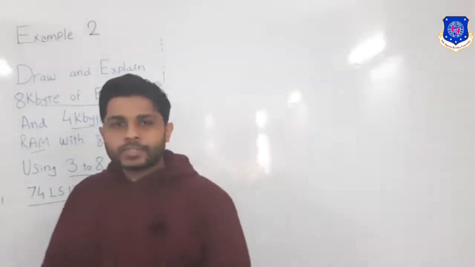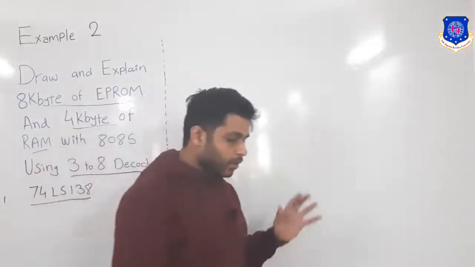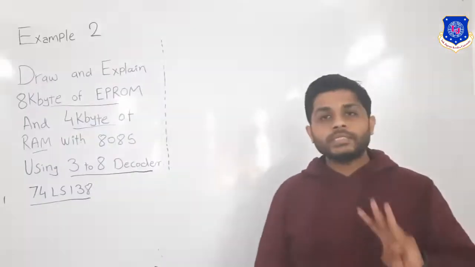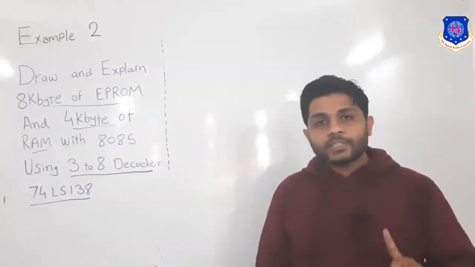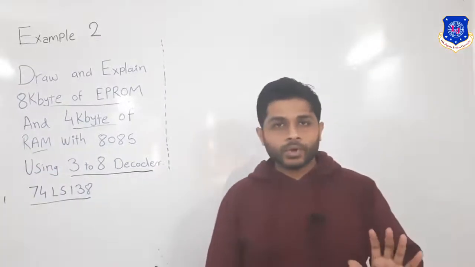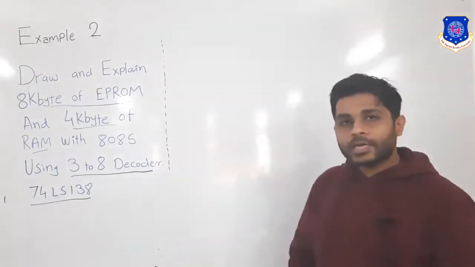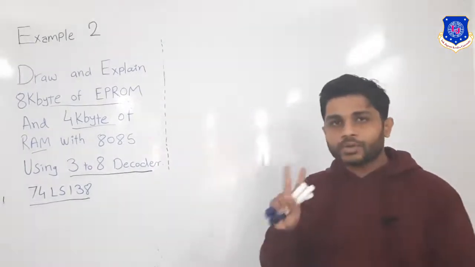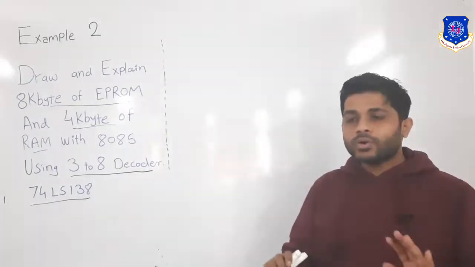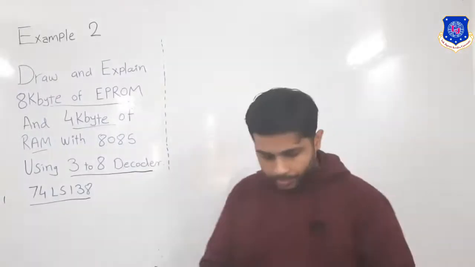In any memory interfacing question, we are going to solve the problem using three main steps. In the first step we are going to draw all the components that are required. In this example, how many components are required to be interfaced? Three components: two memories and one decoder. So in the first step we will draw all the components separately. So let's draw all the components separately.